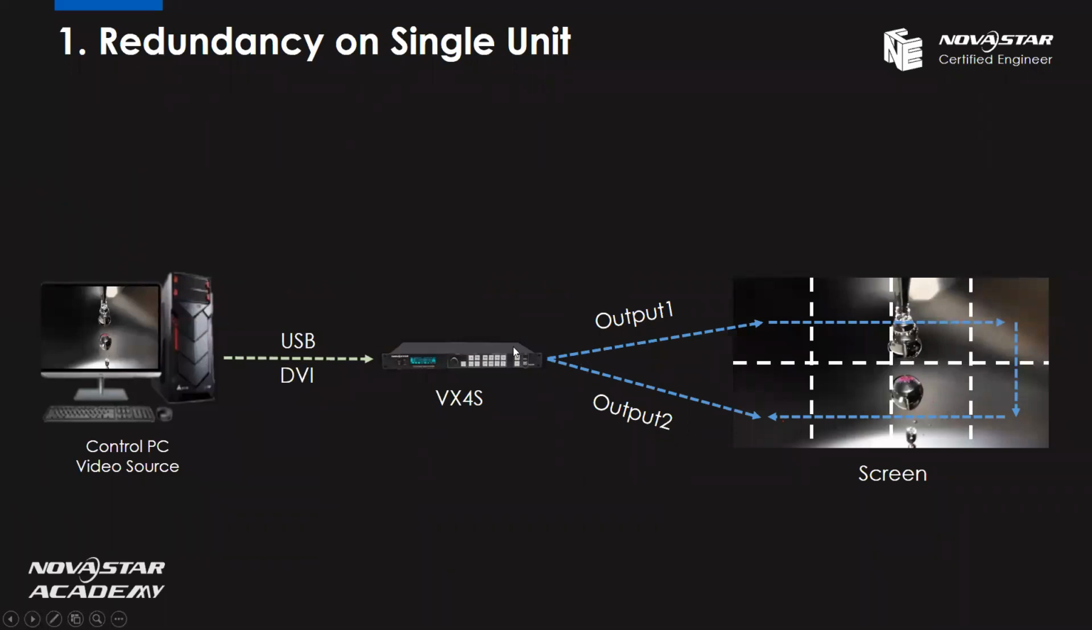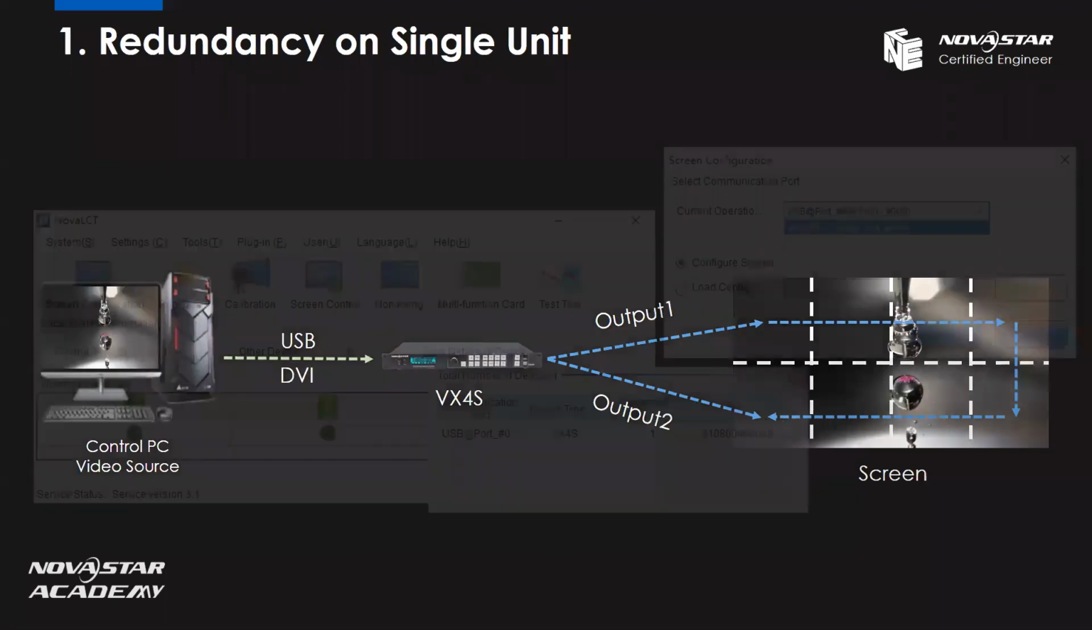So it also has four ports. For this screen right here, we can use only one port, like port 1, to load the whole screen, and port 2, which will be the backup port, to connect to the last panel of port 1, just like the figure here.